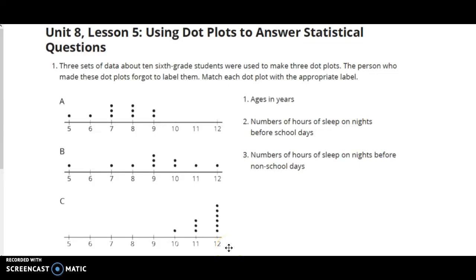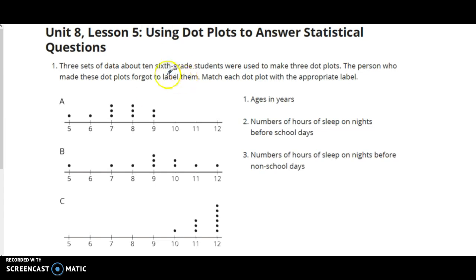Okay, class, so today we are going to be looking more at dot plots. Look at your worksheet or the screen as I read. It says 3 sets of data about 10 sixth grade students were used to make 3 dot plots. The person who made these dot plots forgot to label them. Match each dot plot with the appropriate label.